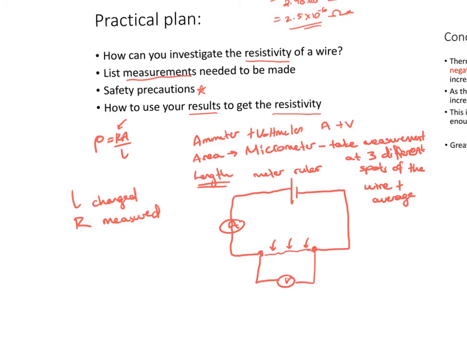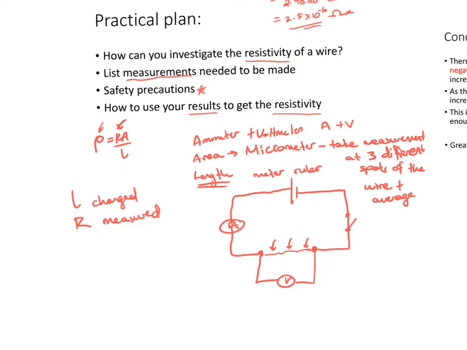Also, we need to make sure that the temperature of the wire doesn't change, because that will affect the resistance and hence the resistivity, and we don't want that, because there's going to be another factor besides changing the length that will affect resistivity. So what we would like to do is make sure that we use a switch and open up the switch in between readings so the wire doesn't heat up.